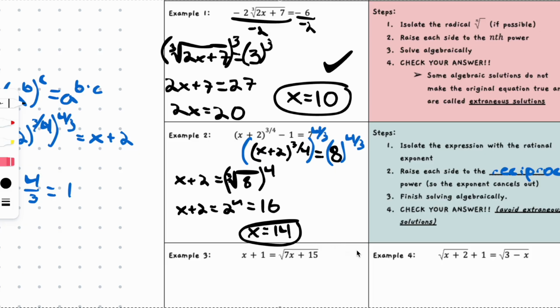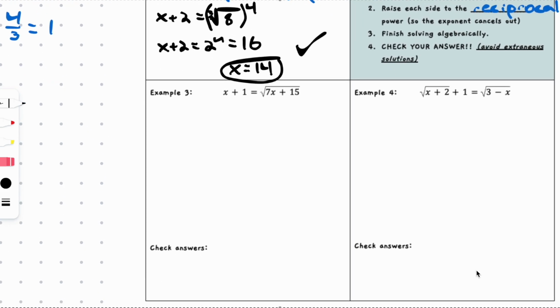Okay? So now let's plug this answer in, because again, we need to check our answer. So we have x equals 14. So we do 14 plus 2 is 16, 16 raised to the 3/4 power. Well, we're first going to take the 4th root of 16, which is going to be 2. 2 raised to the 3rd power is going to be 8. And 8 minus 1 is 7. So this checks out. Let me put this in here. Perfect. Now let's try example 3.